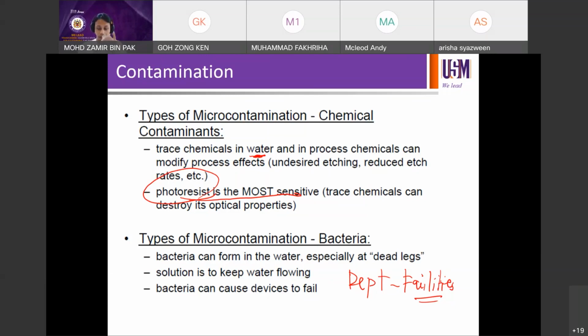Another source of contamination is bacteria. Bacteria can form in the water. So that's why you have to control the incoming water quality. The solution is to keep the water flowing. Yes, of course. Bacteria can cause devices to fail.